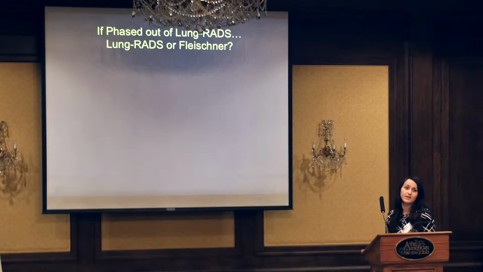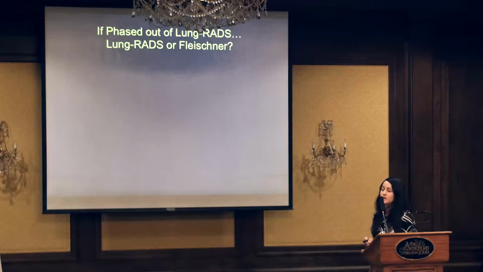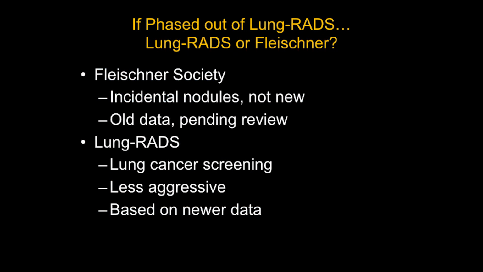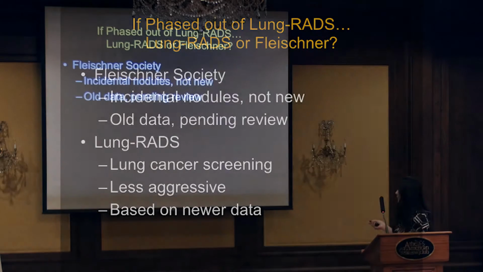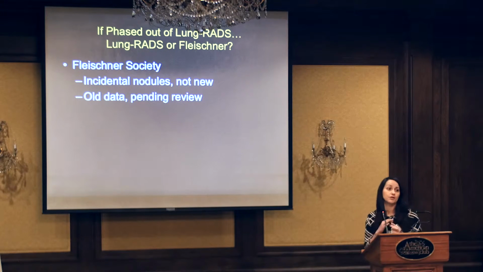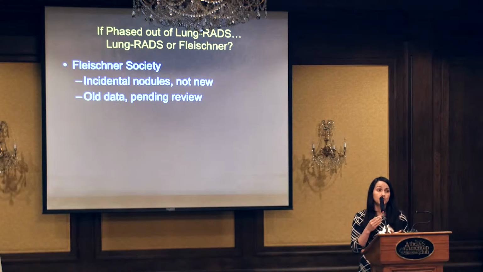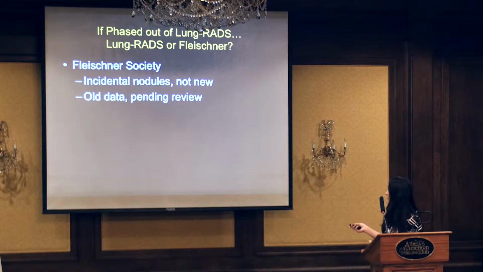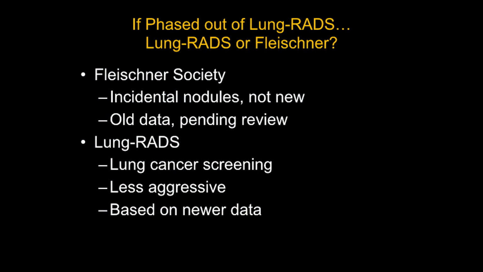Another question we get asked a lot is, what do you do when you phase out of Lung-RADS? Do you go back to Fleischner? Do you keep using Lung-RADS? And the answer is, the Fleischner Society guidelines were developed in 2005 based on old data. They're pending review at some point, but they were developed just for incidental nodules, not for lung cancer screening. If you have a new nodule, you should not be using Fleischner Society guidelines. So anything related to lung cancer screening, you should be using Lung-RADS because it was developed for that.